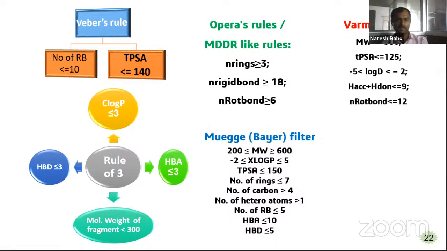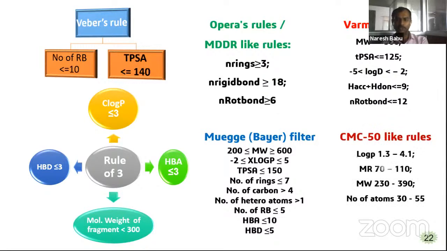Another rule is the Muegge filter rule. Here we can observe 8 rules. Molecular weight should be between 200 and 600, XlogP between -2 and 5, TPSA, the topological polar surface area, less than or equal to 150, number of rings less than or equal to 7, number of carbons greater than 4, number of heteroatoms greater than 1, number of rotatable bonds less than or equal to 5, hydrogen bond acceptors less than or equal to 10, and hydrogen bond donors less than or equal to 5.